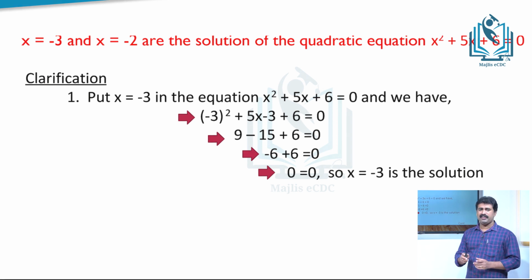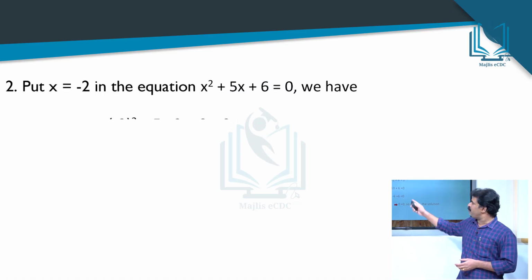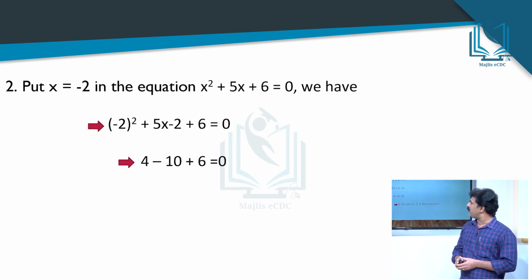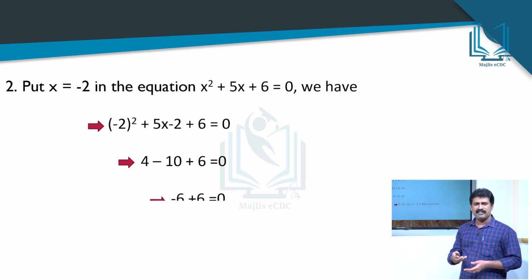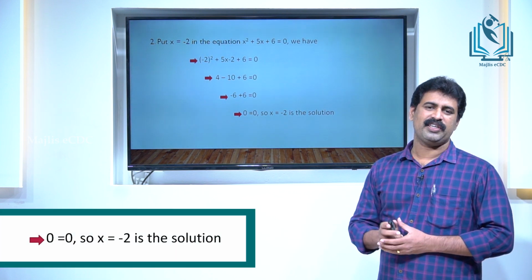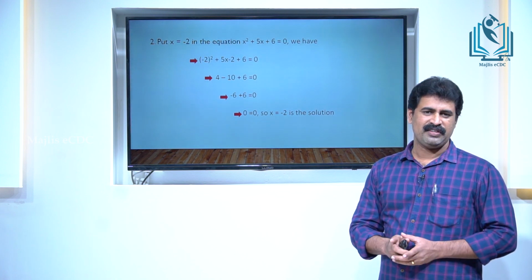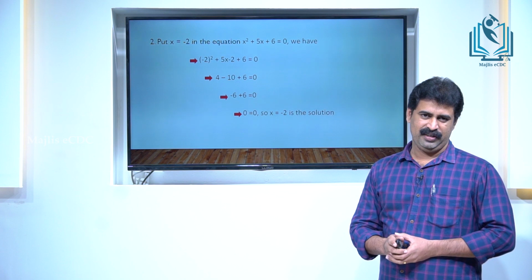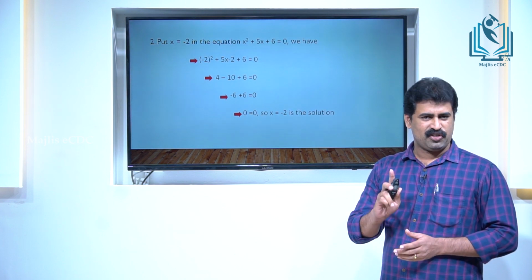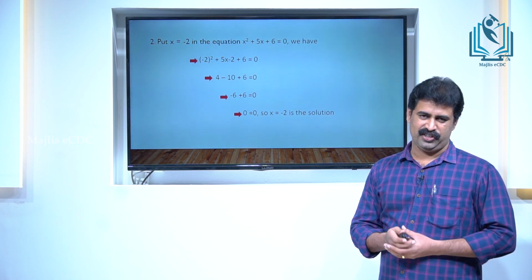Also, if we put x equals minus 2 in this quadratic equation, we have minus 2 whole square plus 5 into minus 2 plus 6 equals 0. That implies 4 minus 10 plus 6 equals 0, implies minus 6 plus 6 equals 0. That means we will get 0 equals 0. So x equals minus 2 is also another solution of this quadratic equation. This quadratic equation has two solutions. Number of solutions depends on the degree of the equation. Here, the degree of the quadratic equation is 2, then quadratic equation has only two solutions. It may be equal or distinct.